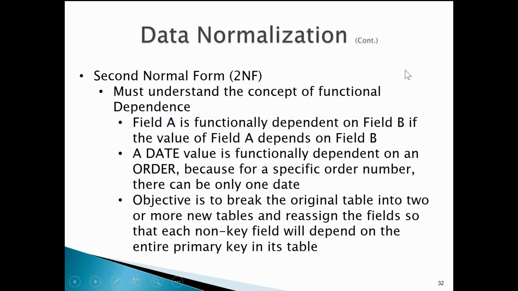So that moves us to second normal form, and it says field A is functionally dependent on field B if field A depends on field B. We'll see what this means. Date, for example, is a great example, where never will we have the same order on two separate dates. So date is functionally dependent on an order number.